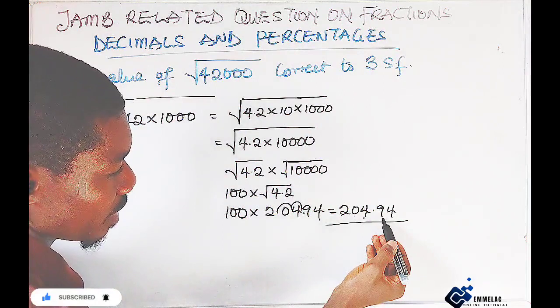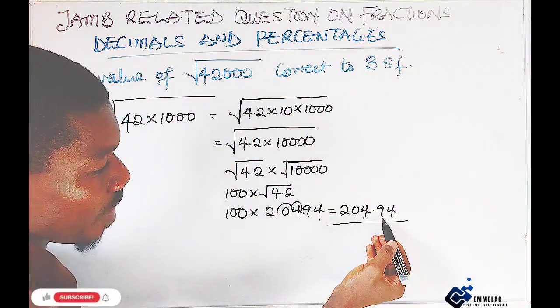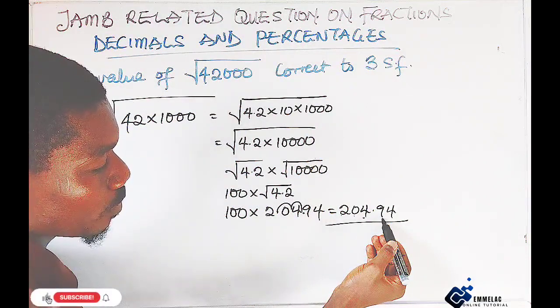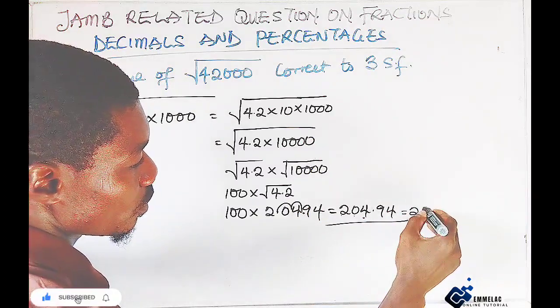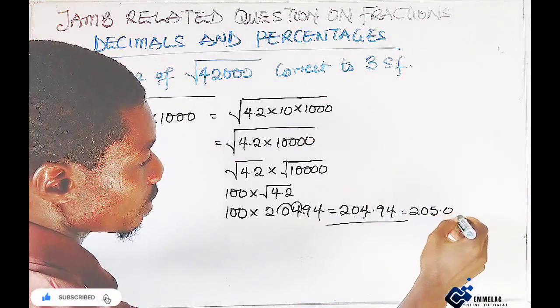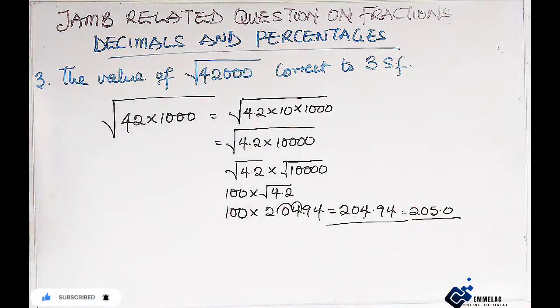Now the next number is 9, which is greater than 5, so round it up. You add 1 here, it becomes what? 5. So here you have 205.0. All right, that's the final answer. All right, thank you. Let us move to number 4.